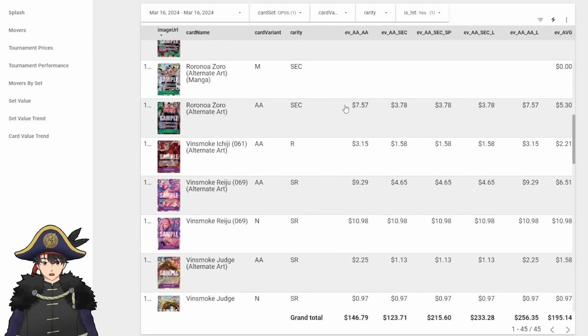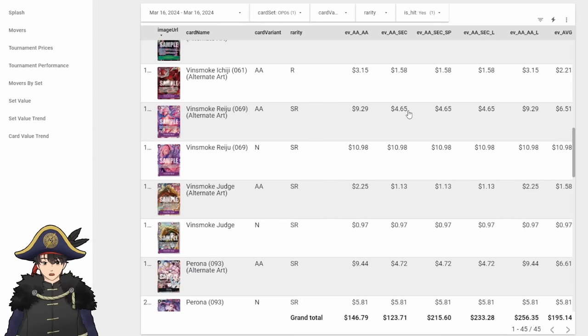I even show by card the expected value. So if I treated this altart Zoro as a double altart, he would be $7.57. But if I treated him as a singular altart, he's $3.78. So yeah, I hope this is a cool new feature. Hope you guys could find some use out of it. This is still in a work in progress state. I'm not going to have it live just yet until I can finalize the logic.